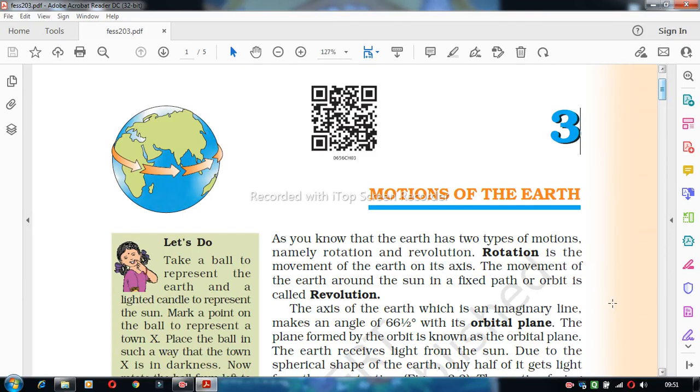Please open your geography textbook. If you don't have the geography textbook, please open your notebook and a pen to copy down the important points from today's class. All the cadets are requested to open the geography textbook, chapter number 3, Motions of the Earth.